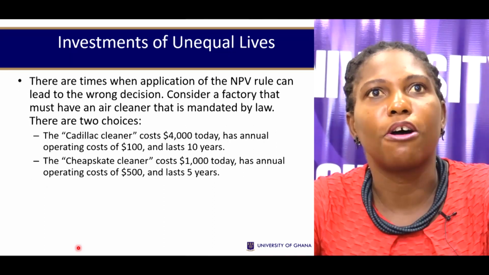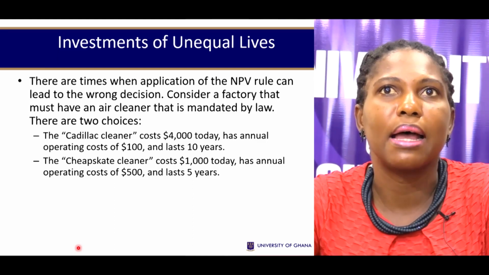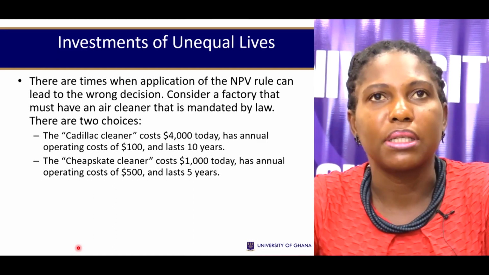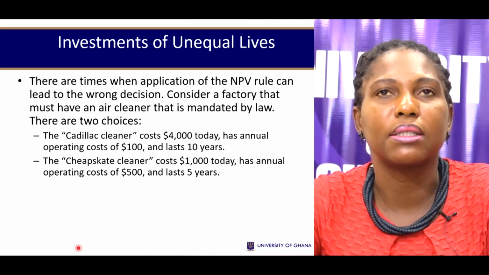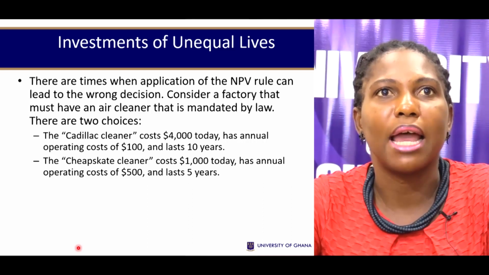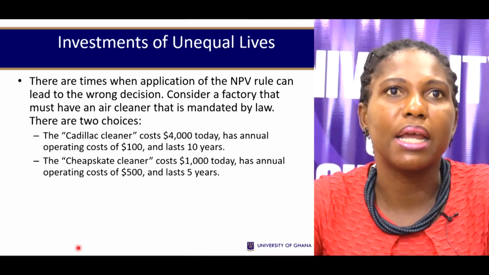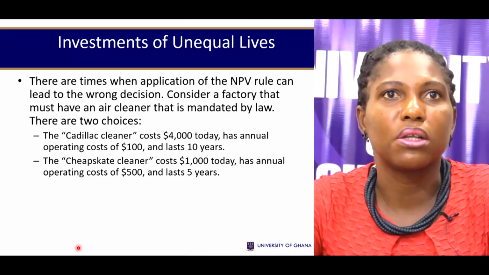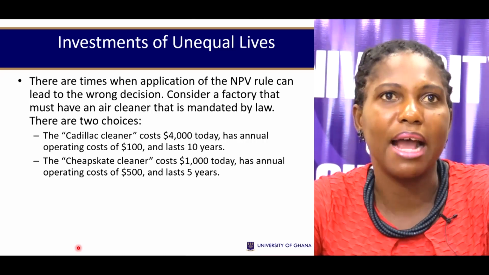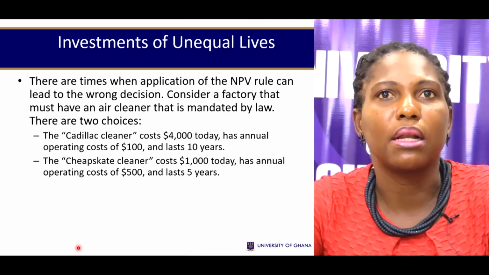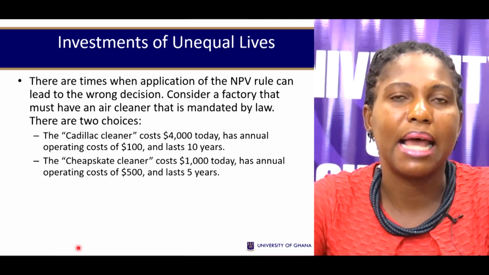Let's take a case of when you have the normal application rule of considering NPV: accept when it is positive, and reject when it is negative. But if you do have two alternatives with unequal lives, say for example a Cadillac cleaner costing $4,000 today, with annual operating cost of $100, meant to last for 10 years. Then we have the cheapskate cleaner costing $1,000 today, with annual operating cost of $500, lasting for 5 years.